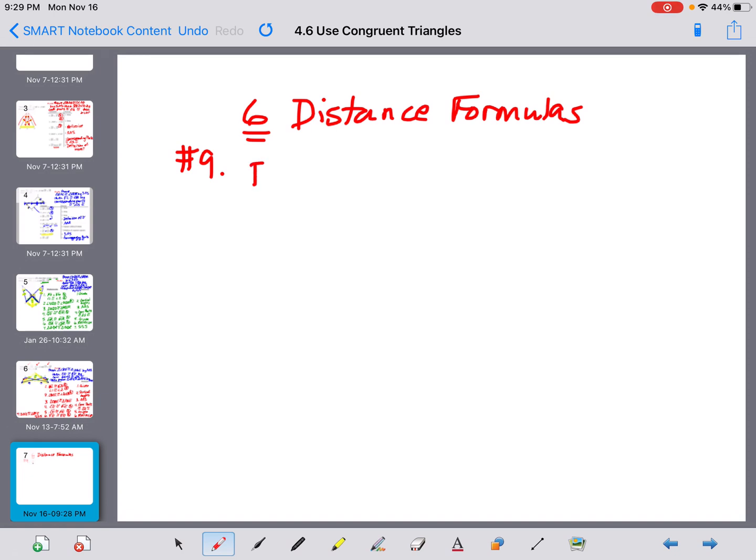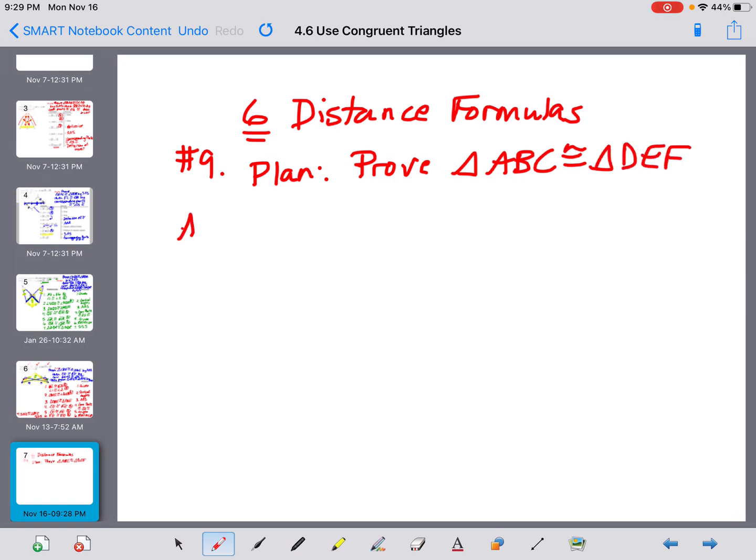So think about this. Our plan is we're going to prove triangle ABC congruent to triangle DEF. So as a quick hint, you want AB to match with DE. You want BC to match with EF. What's the third set of sides on the first triangle? Ah, that jump from front to back, right? Or back to front. CA congruent to FD, right? There's your 6 sides you want the distance formula for.